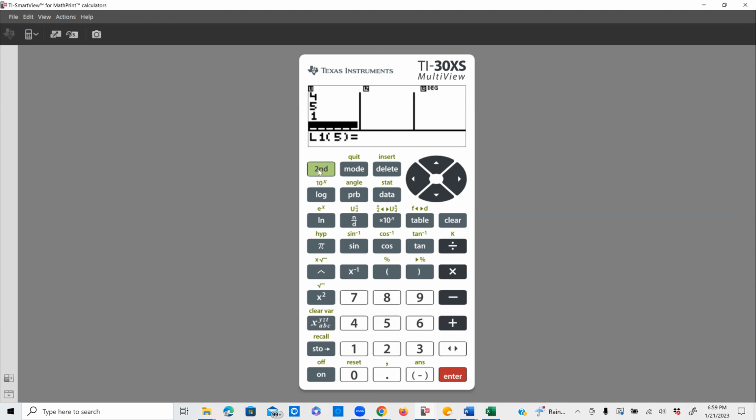And then you do second stat. Stat is over the data button, the second function. And we want one variable stat. So we enter there. And we want L1 to be the data, which is what it was. And we want all frequencies to be 1. And calculate. So the Sx is the sample standard deviation, x bar is the mean.